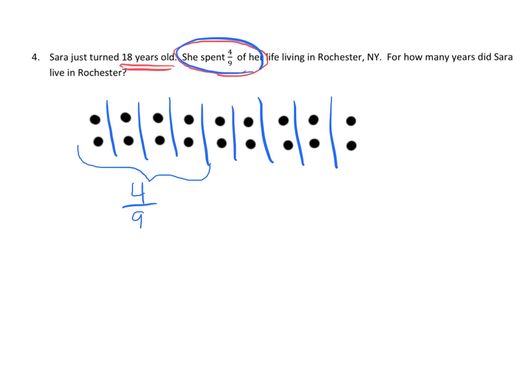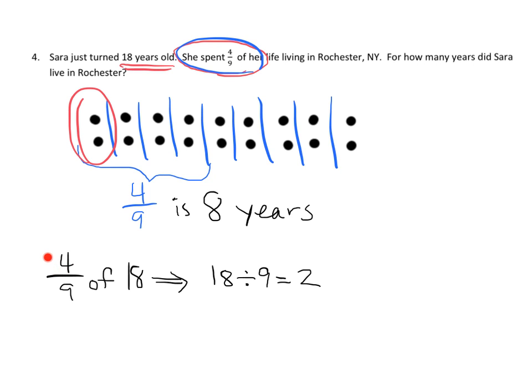Well, first we would take that 18. So I'm going to put 4/9 of 18. All right, now what would we do? Well, first thing I'm going to do is 18 divided by 9, and that's 2. And that tells us how many years are in each ninth. And then because we want 4 of those ninths, now we're going to do 4 times the 2, and that gives us 8. And so the answer is 8 years.